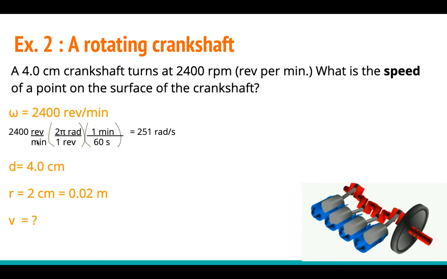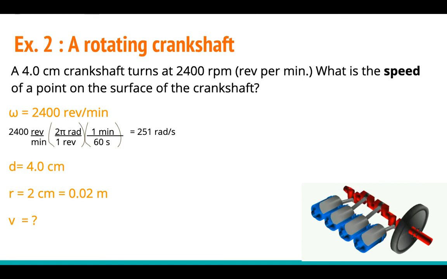So if I have revolutions per minute, to get rid of the revolutions, I need revolutions in the denominator, so they cancel out like variables. So I'm going to multiply by 2 pi, divide by 1 revolution. To get the minutes out of the denominator, I want minutes in the numerator. So I'm going to multiply by 1 minute and divide by 60 seconds. To find that our angular velocity in radians per second is 251.